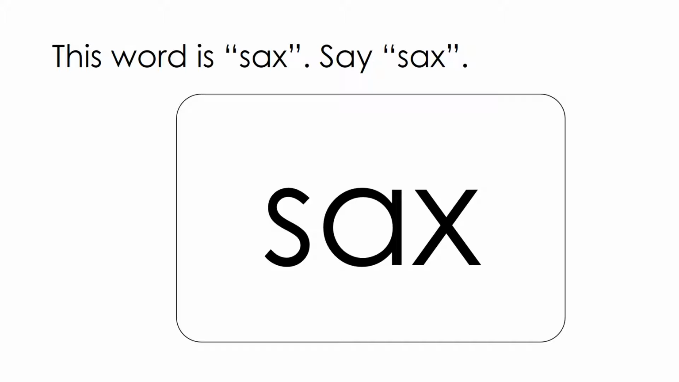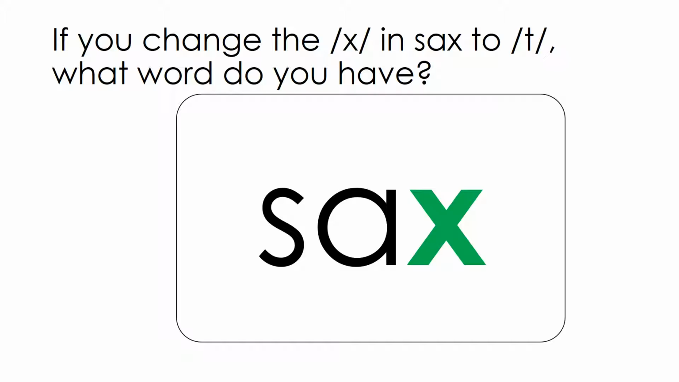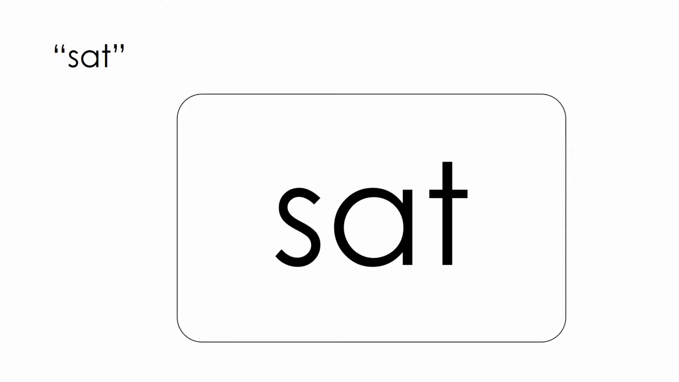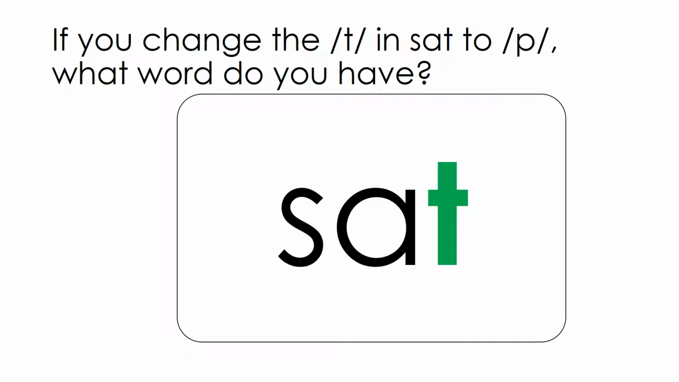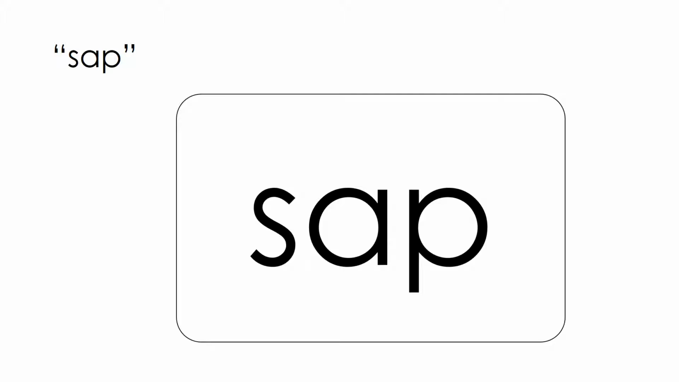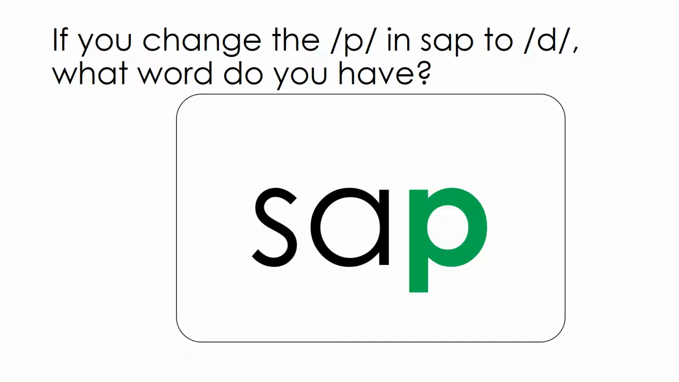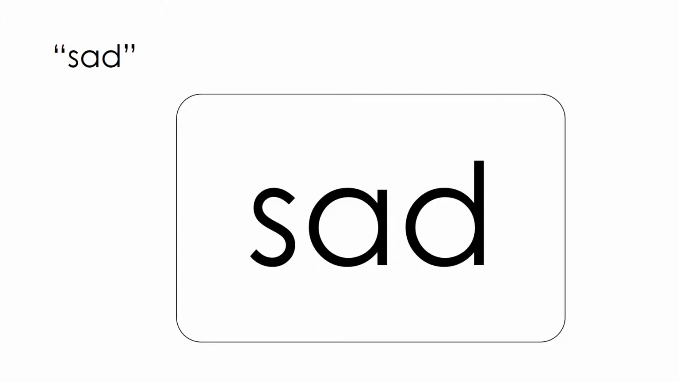This word is sax. Say sax. If you change the x in sax to t, what word do you have? Sat. If you change the t in sat to p, what word do you have? Sap. If you change the p in sap to d, what word do you have? Sad.